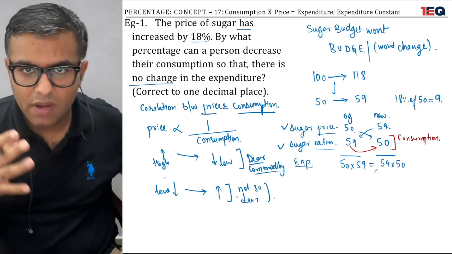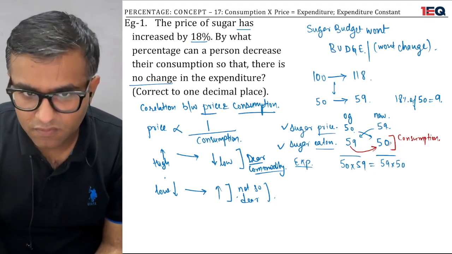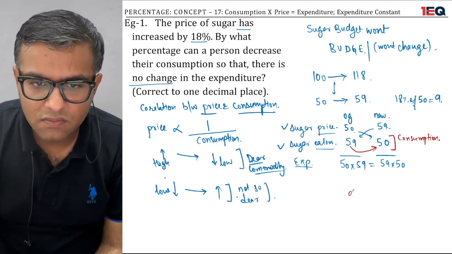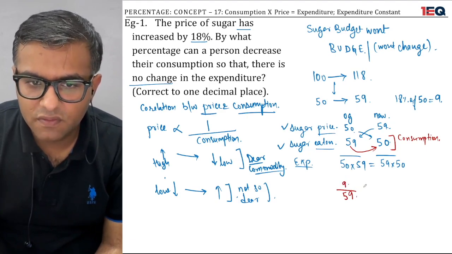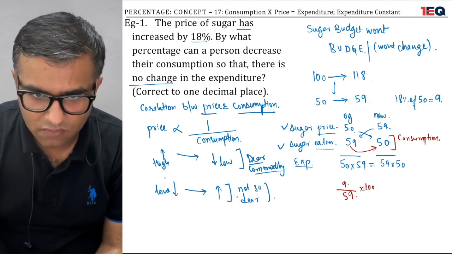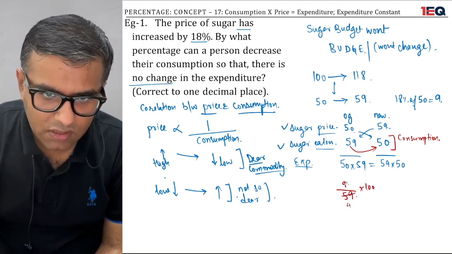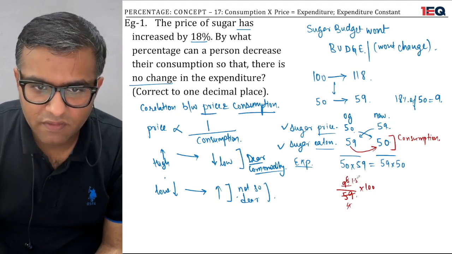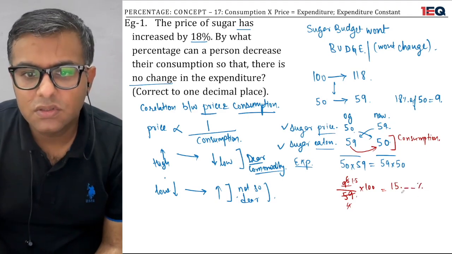So from 59, it can move down to 50. From buying big batches of sugar, you can go for a smaller batch. From 59, you can move to 50. So the base would remain 59, and the reduction you brought is 9. 9 upon 59 multiplied by 100 would be the answer. So I consider it to be 60. So 15 4s are 60, and 15 6s are 90, so 15.25 or something. So the answer would be 15 point something percent.